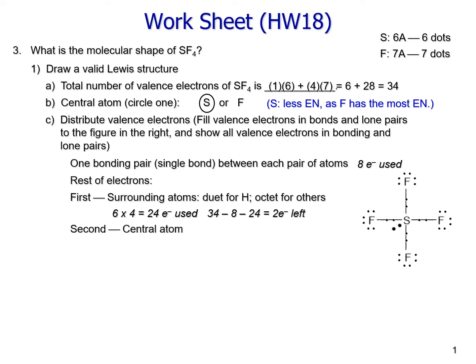So here I just put these 2 electrons in a very bold, obvious way for you guys to realize sulfur does have a lone pair of electrons of its own. Why? Because there are 2 electrons that have to go to the sulfur as a lone pair.